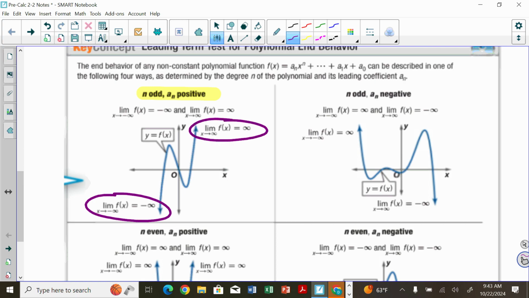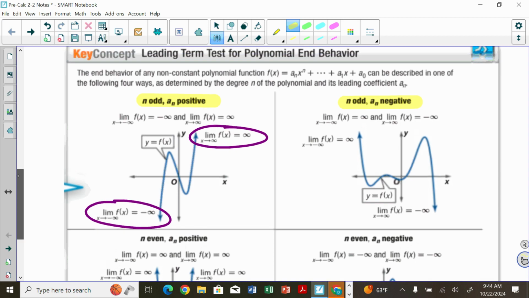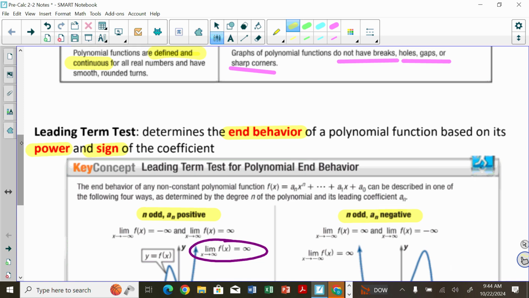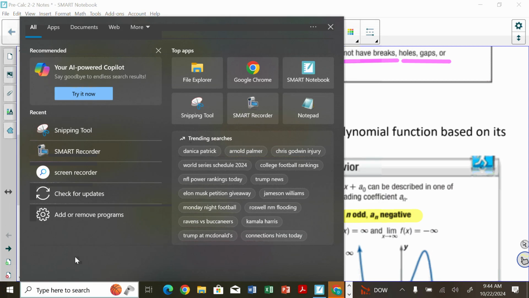Okay, just the opposite if your leading coefficient, your a sub n, is negative. Again, we're dealing with an odd exponent, so 3, 5, whatever, and then you have a negative leading coefficient. Again, we're looking at the power and the sign of the leading coefficient here. All right, so in that case, we can see that it's a little bit different.